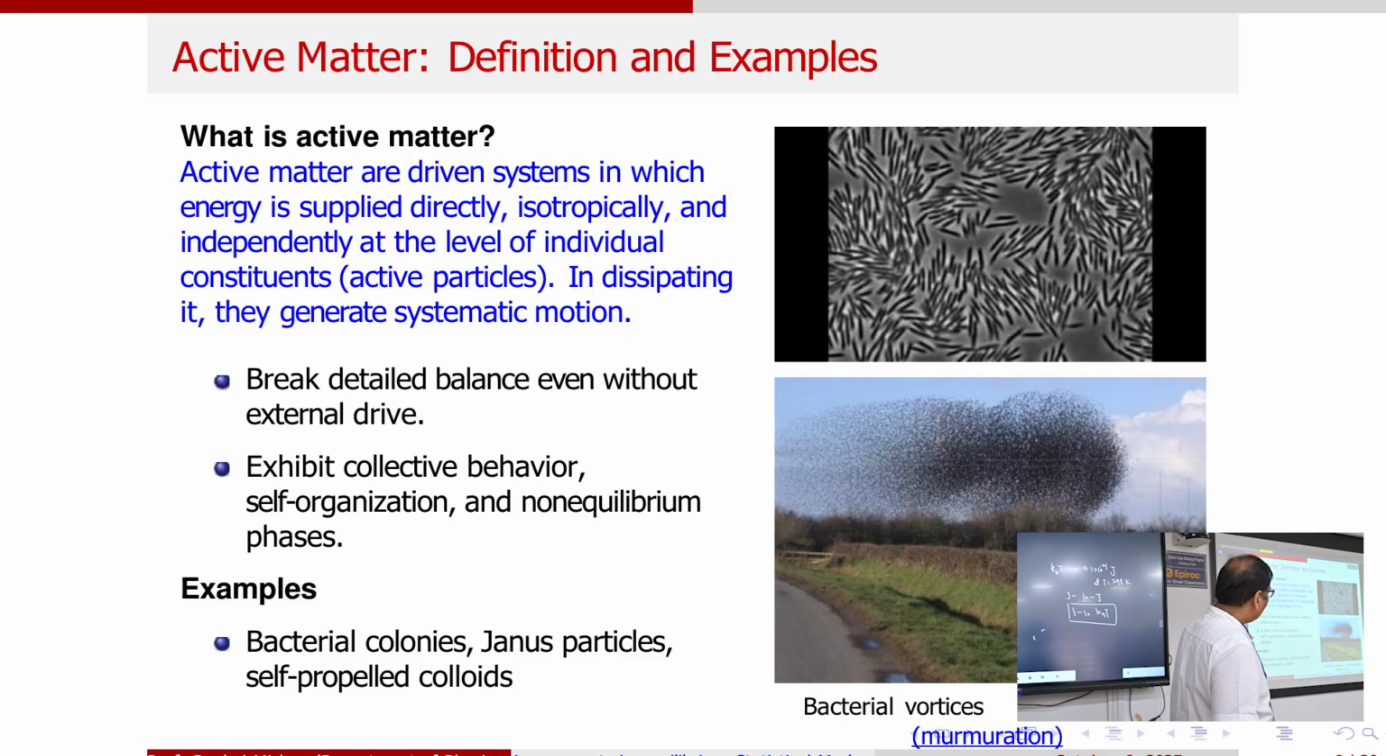Now in this particular case, since it is a non-equilibrium system, the detailed balance, about which we will discuss later on, is broken. These materials exhibit collective behaviors, self-organization, and non-equilibrium phases over a period of time. Now, what are the examples? Examples I have already given: bacterial colonies, Janus particles, colloidal particles, self-propelled colloids. Some of the pictures are familiar. So that is the locust, the picture of locusts moving from one part of space to another.